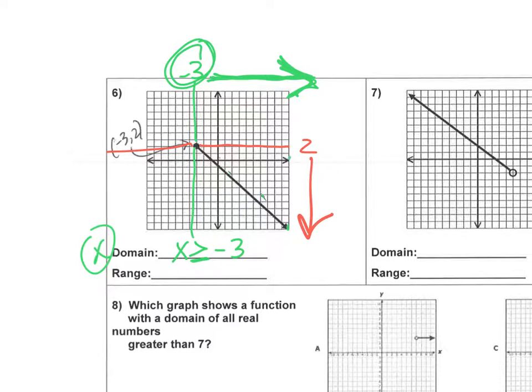The other way to look at it is to pick the point out here. This is 10. Is 10 bigger than -3? The answer is yes, so you would do greater than.